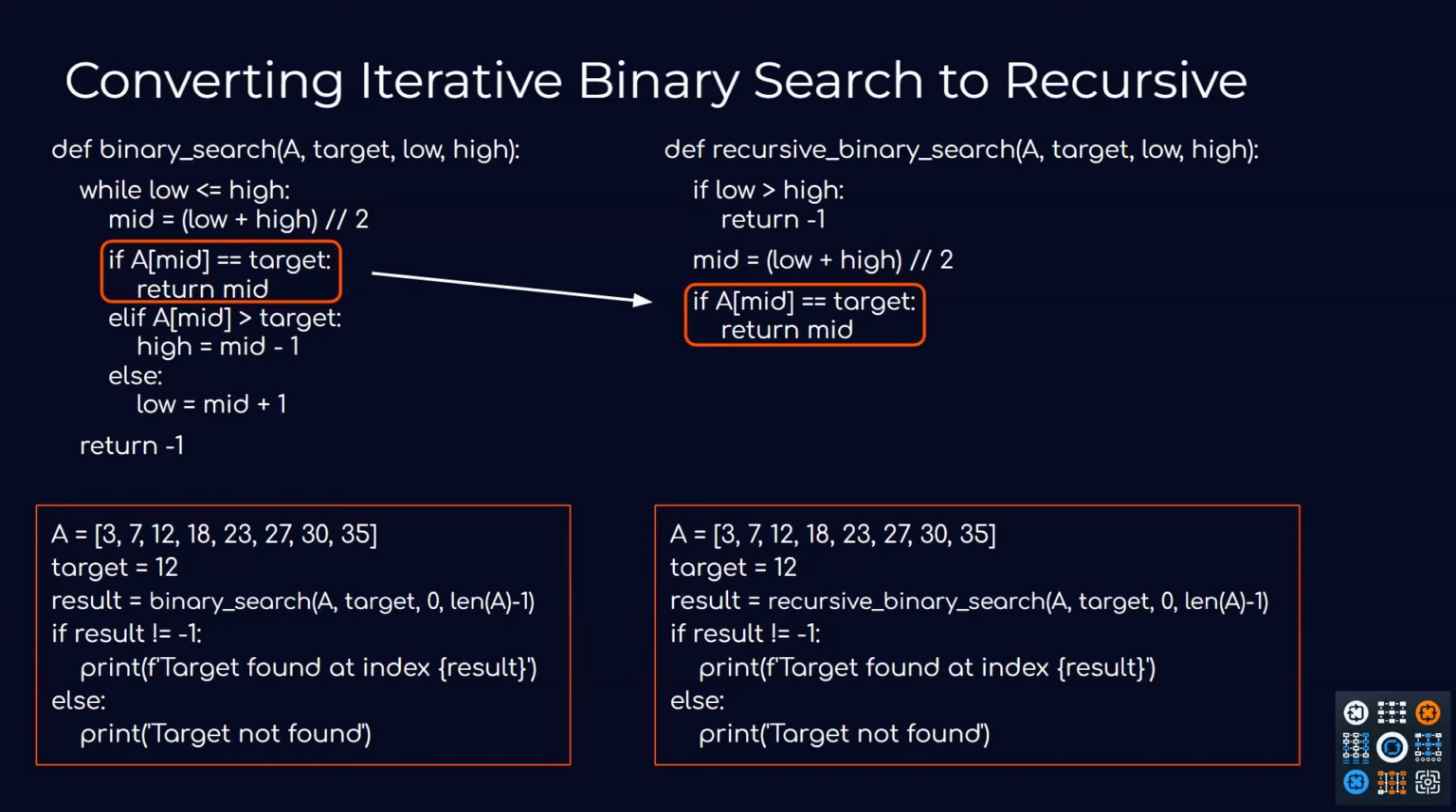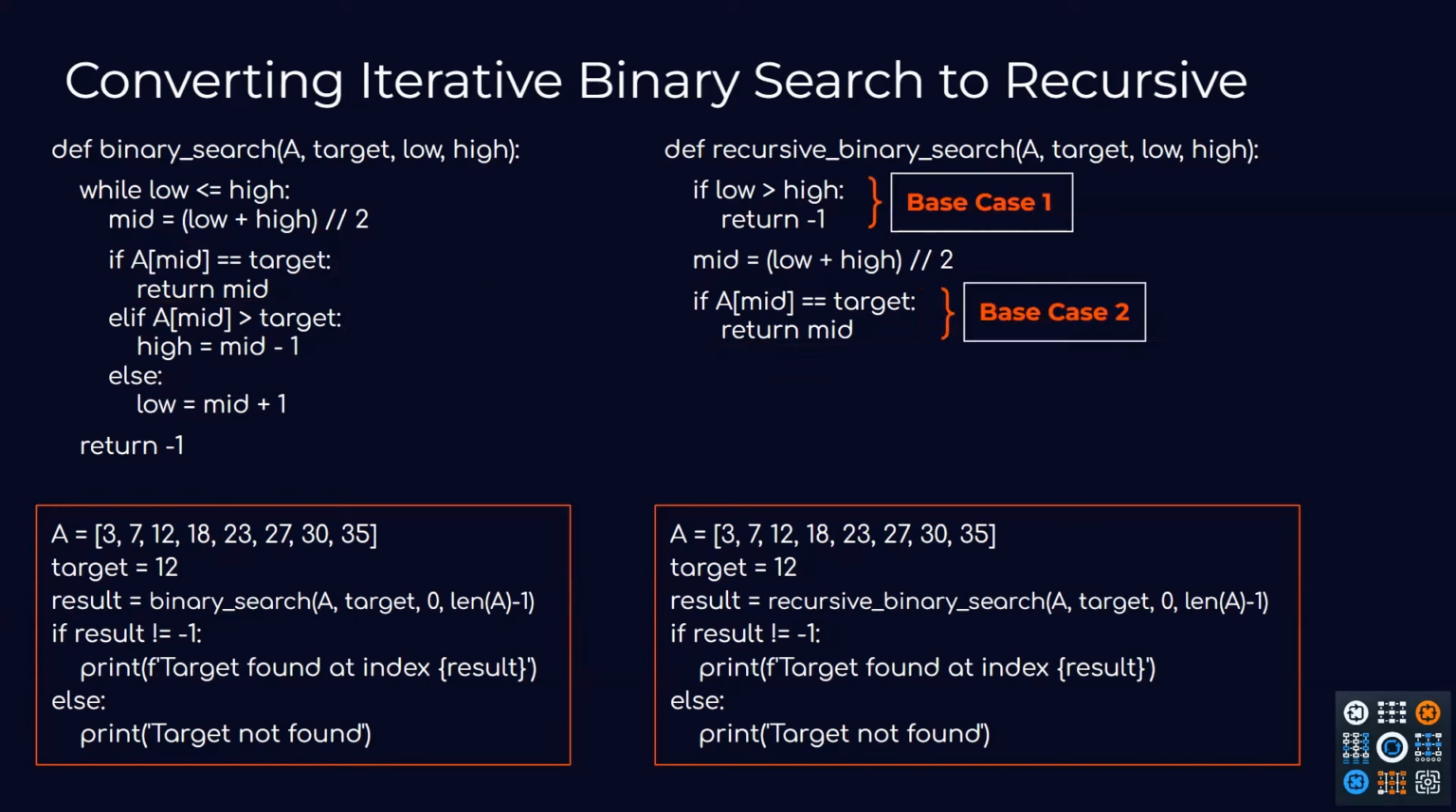The first case that returns the index of the list if and where the target element is found is also exactly the same. Both these cases are the base cases for the recursion. The first base case causes the recursion to terminate when there are no more elements in the list, or say when low crosses high. The second case is when we find our target at the current mid index.